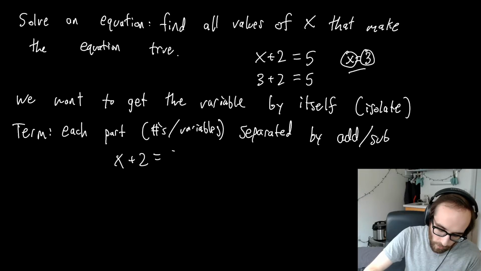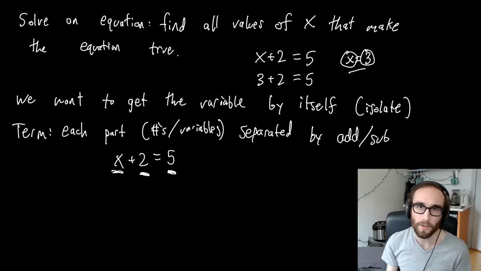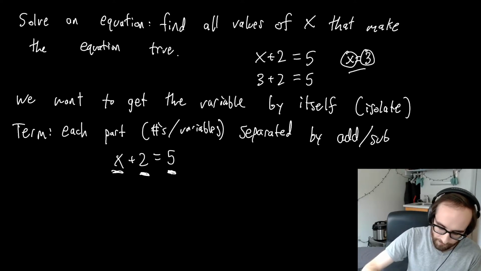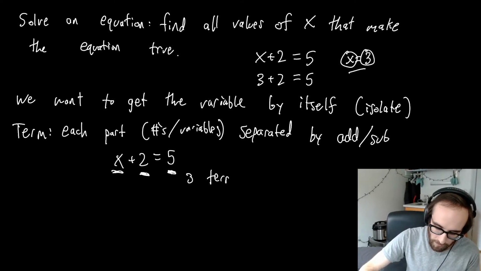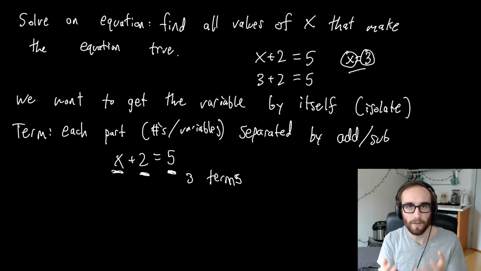In our previous example, we had x plus 2 equals 5. x is a term, 2 is a term, and then on the other side we have one term, which is 5. So we have 3 terms in this equation. So when we talk about working with terms, we're talking about the different pieces separated by addition and subtraction on both sides of the equation.